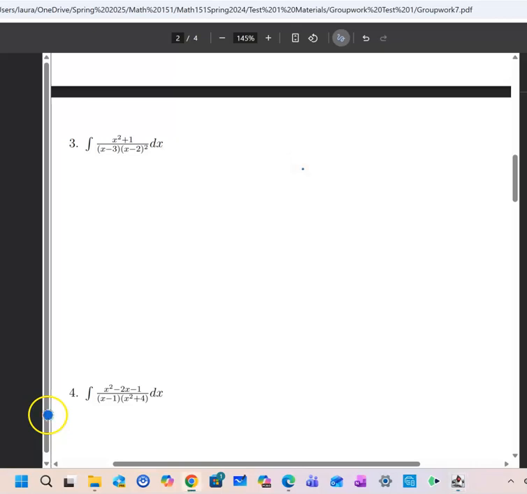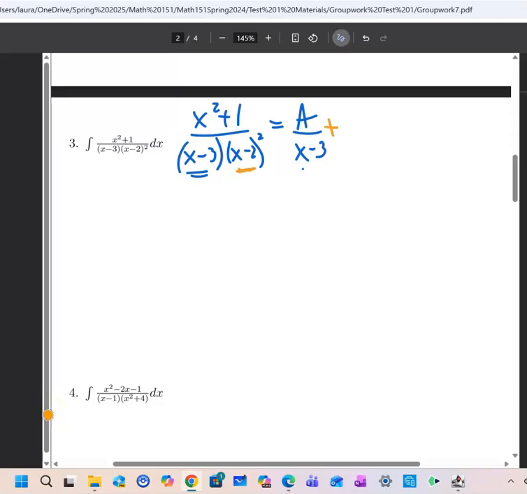Okay, here's another challenging partial fraction decomposition. So let's do this first. I know it's going to be, this is a linear factor, so it's A over x minus 3. This is a linear factor also, but I have to build up to that squared power. So I'll have B over x minus 2 and then C over x minus 2 squared. So be careful with that.